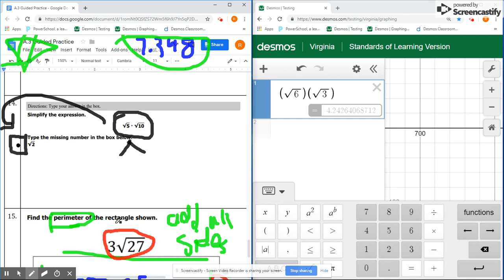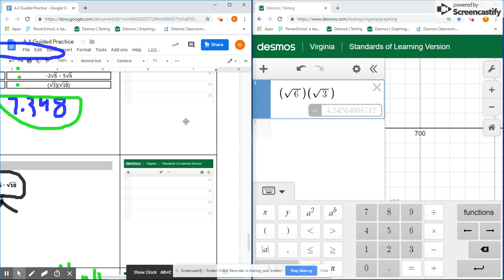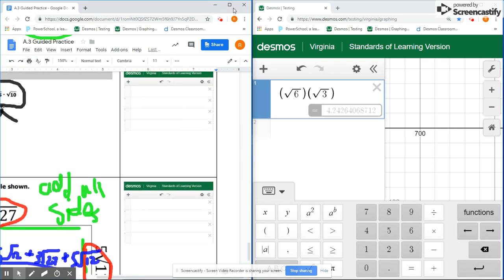All right, so we went through 15, rectangle, the perimeter, and I gave you some hints on 13 and 14. Go ahead and take a few minutes to finish 13 and 14. And just remember, slide over here to the right and go ahead and show your Desmos check.